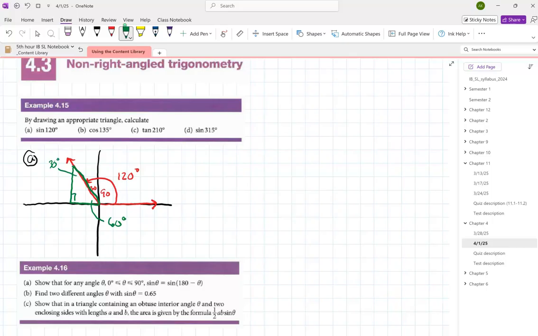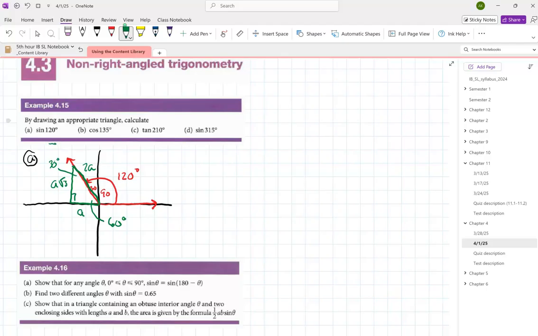Okay. So I know that the side opposite the 30 degree angle is the short side, a. The side opposite the 60 is root 3 times a, and the hypotenuse is 2a. Everybody's okay there? I do need to make one little adjustment because I'm in quadrant 2.